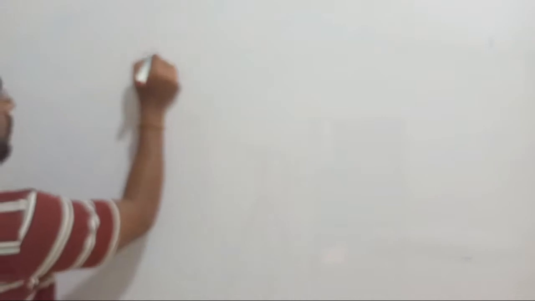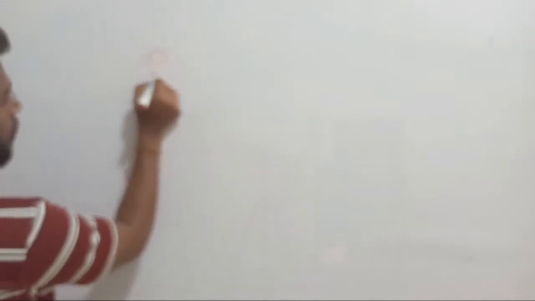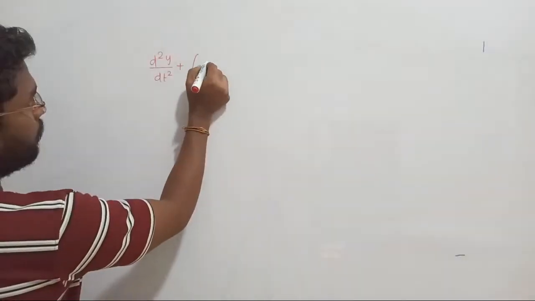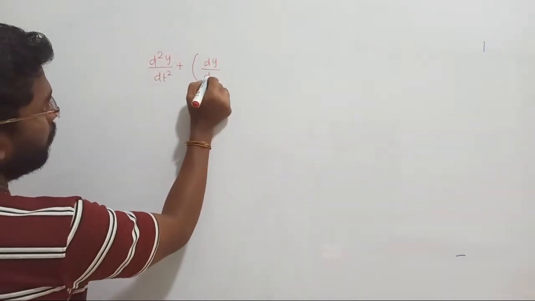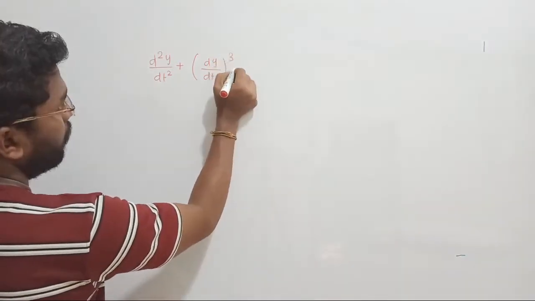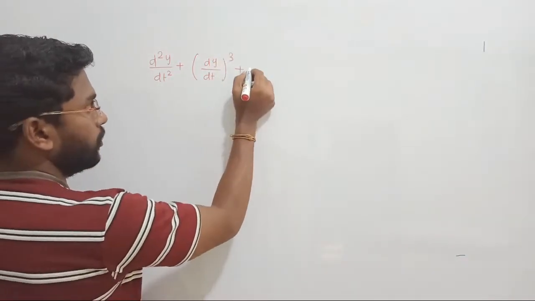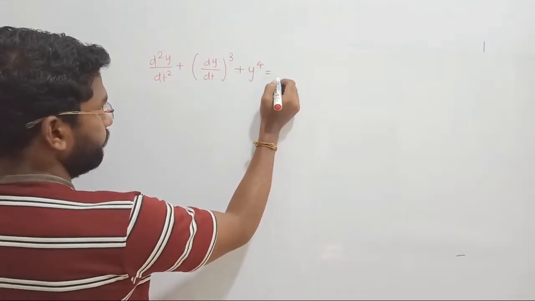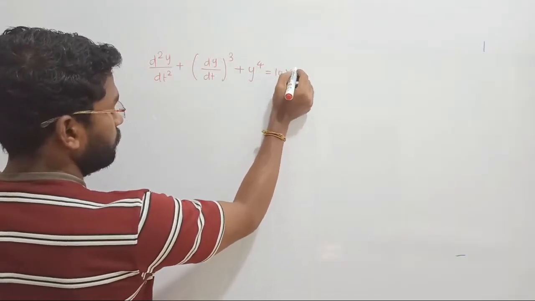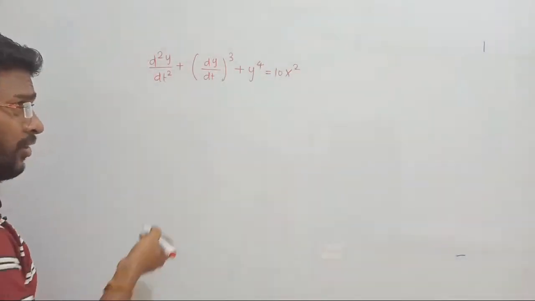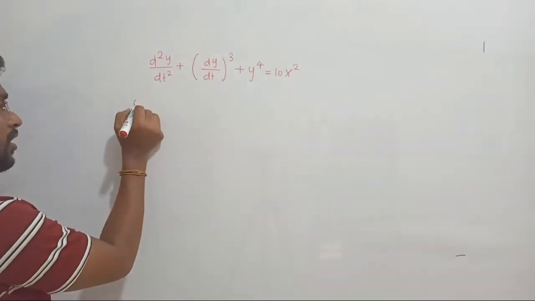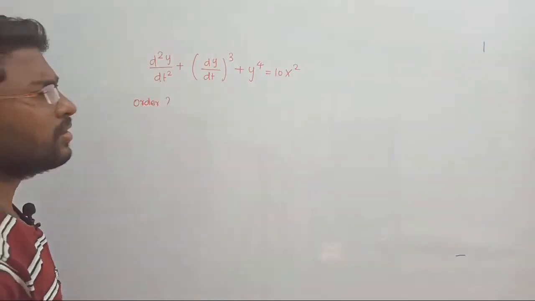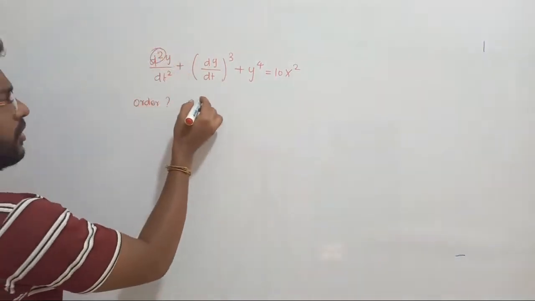So the question is d square y upon dt square plus dy upon dt whole cube plus y power 4 equal to 10 into x square. Can you please find the order of the differential equation, right? Order of the differential equation. What is the answer? Order in the sense highest derivative. So the answer is 2.